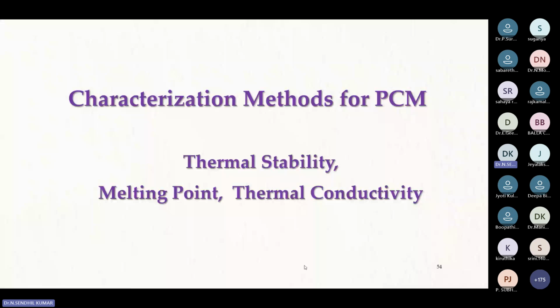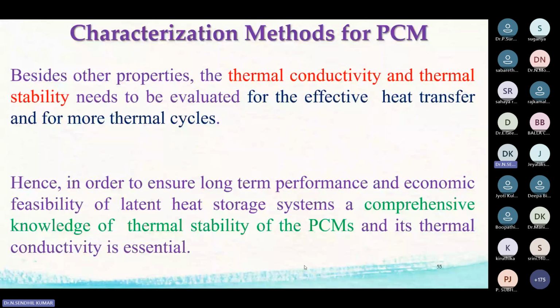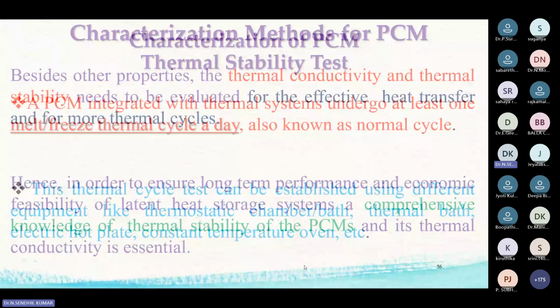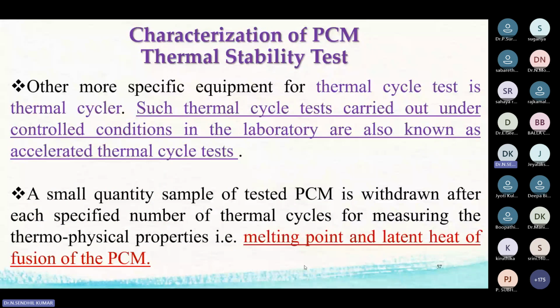For that, how to check all those things, some devices are there. Thermal conductivity means you have to check the thermal conductivity value of the material. And the thermal stability you have to check through what is called a thermal analyzer. So here, a thermal bath, they used to say thermal bath or thermostatic chamber bath. In that, the thermal cycle will be analyzed, how many cycles it will last, all those things. Then the melting point and the latent heat of fusion of the PCM will also be determined.